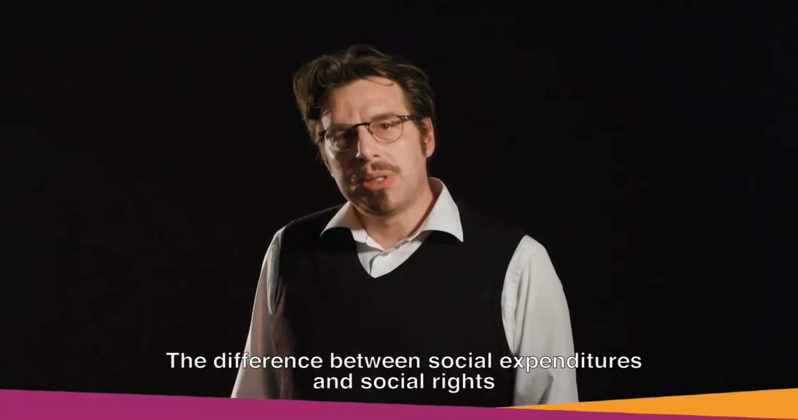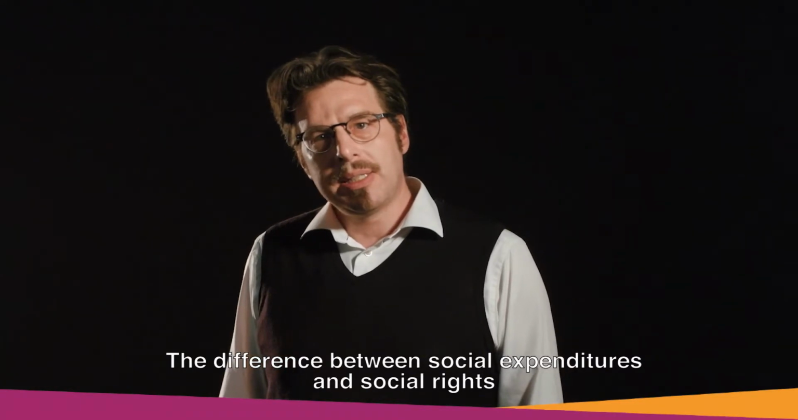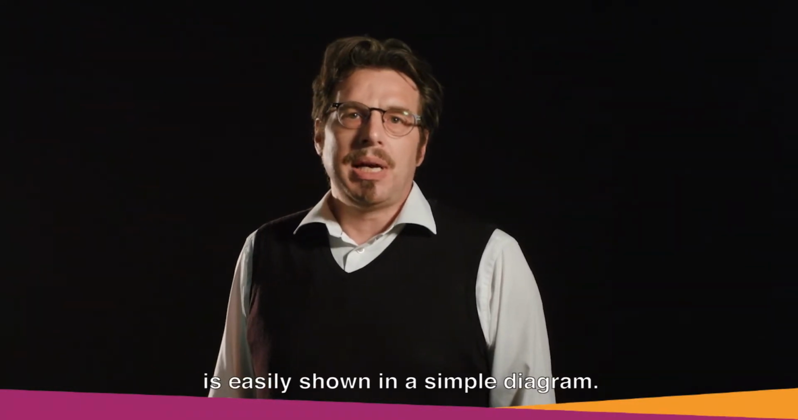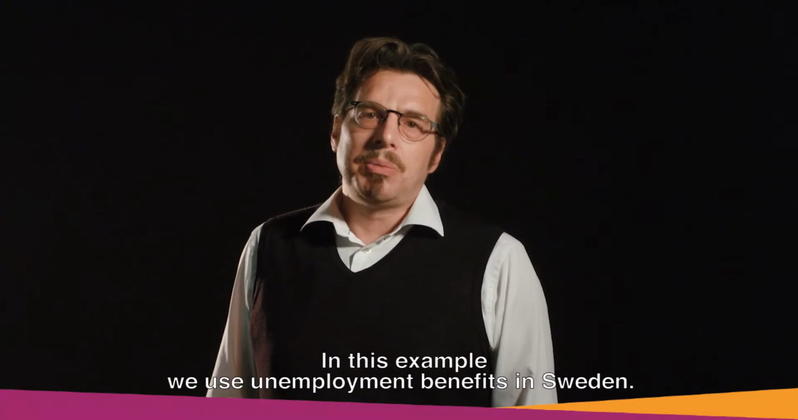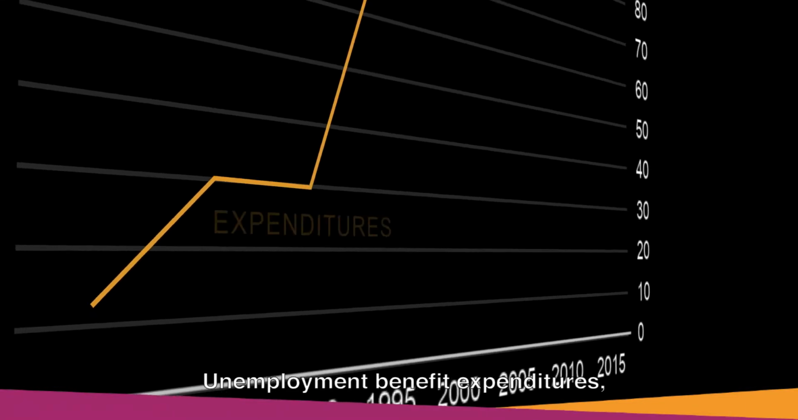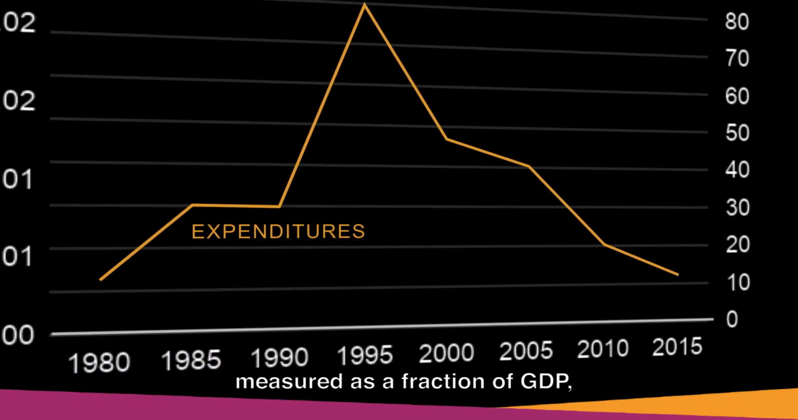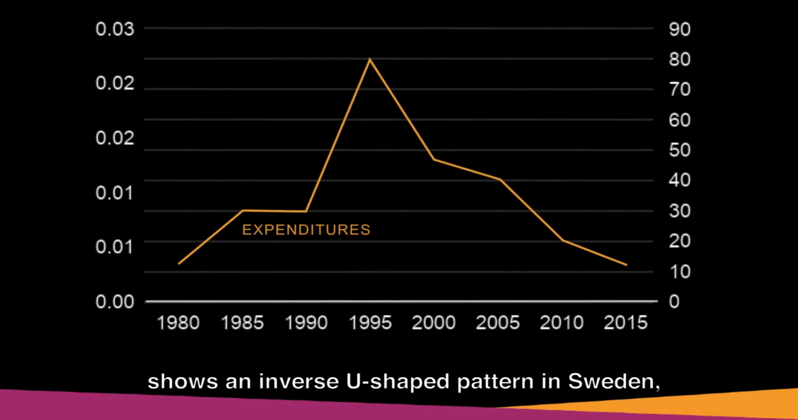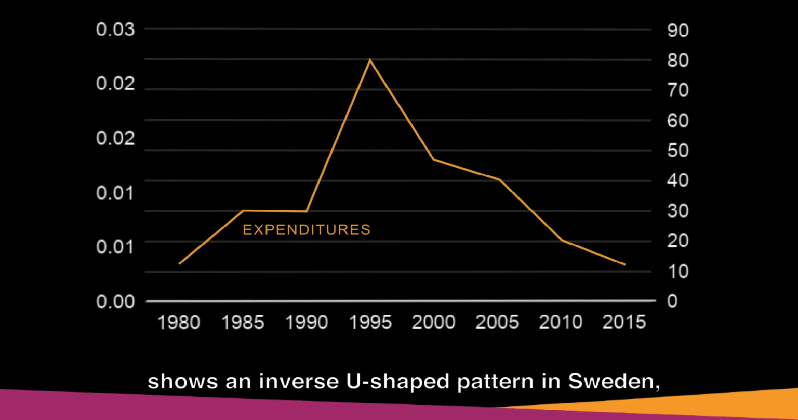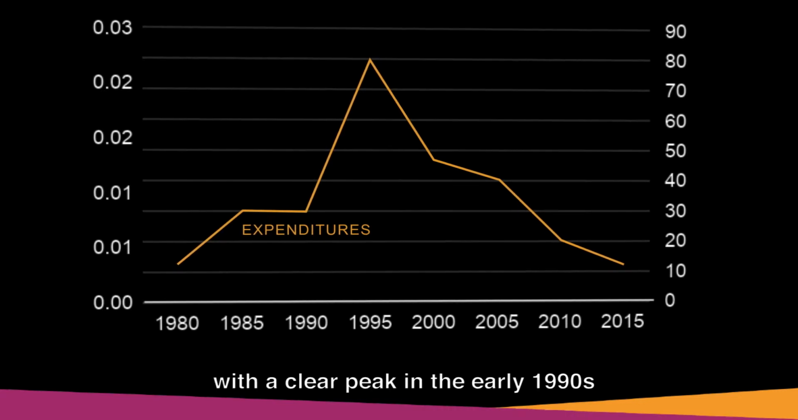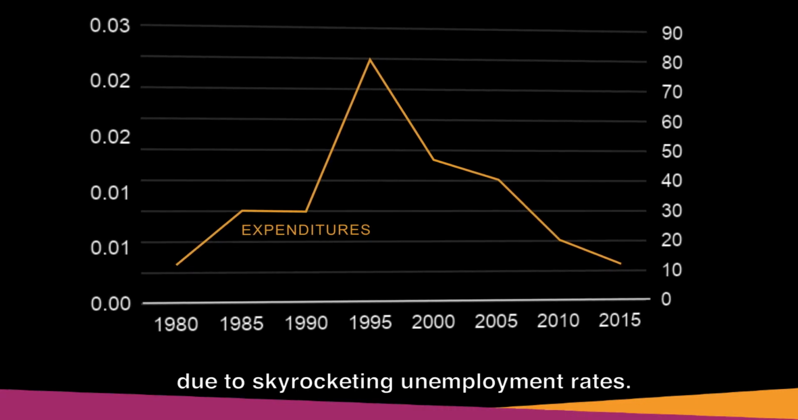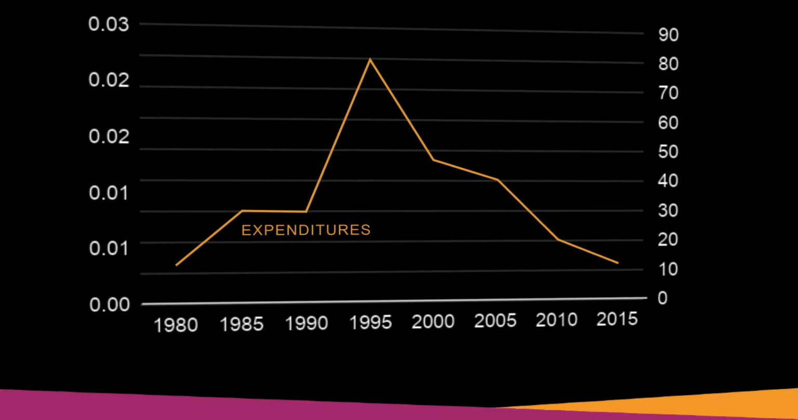The difference between social expenditures and social rights is easily shown in a simple diagram. In this example, we use unemployment benefits in Sweden. Unemployment benefit expenditures, measured as a fraction of GDP, show an inverse U-shaped pattern in Sweden, with a clear peak in the early 1990s due to skyrocketing unemployment rates.